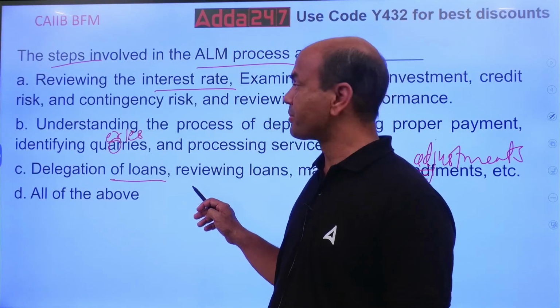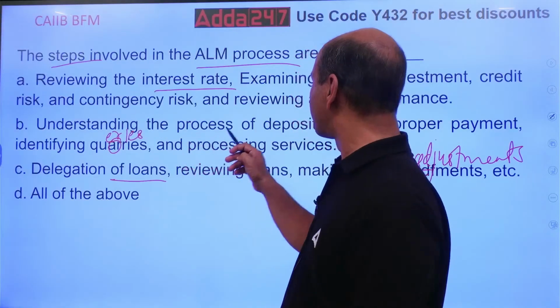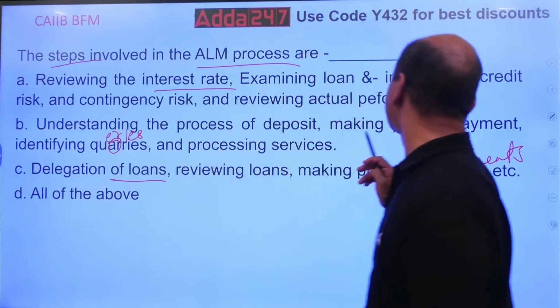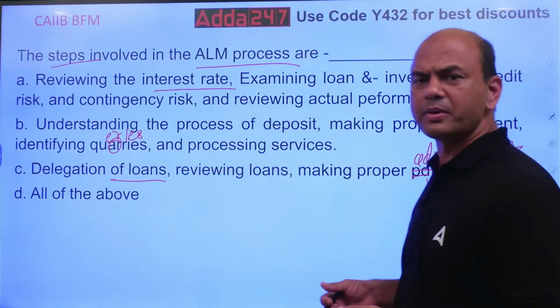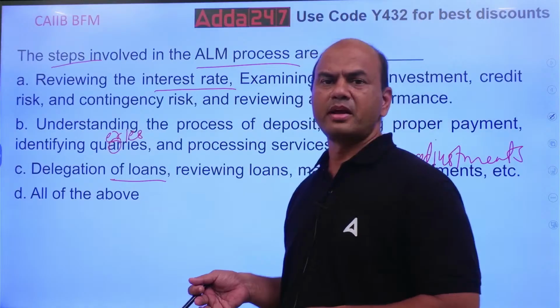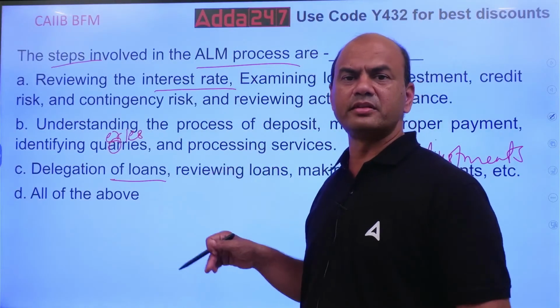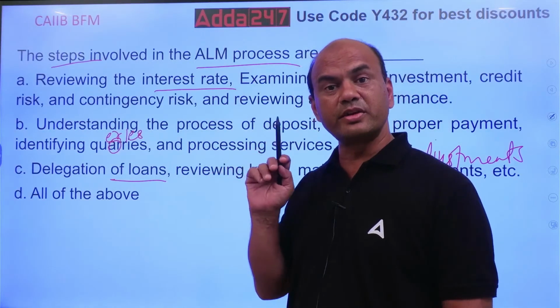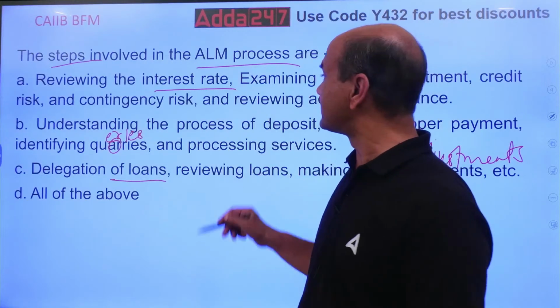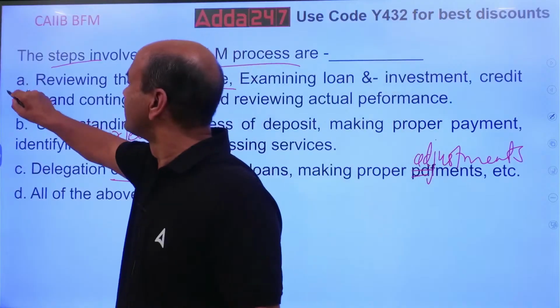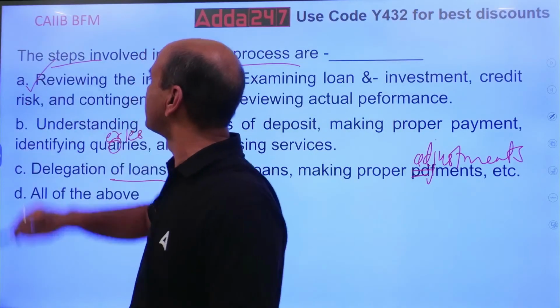Okay? Similarly over here, process of deposit, making proper payment, identifying queries. This is a procedural issue, operations part. This is not the part of ALM. ALM is a part of always market risk. Kindly note, market risk. So the correct answer is A. Okay, this is your correct answer.